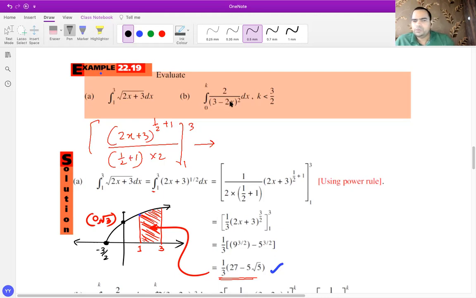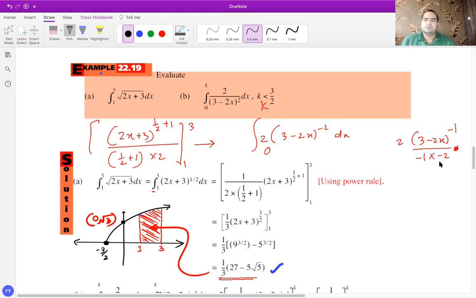The second one, you don't attach ln and all, because that's a common mistake you make. So the integration of this will be 2 times (3 minus 2x) to the power negative 2, and then you integrate this from 0 to k. So take 2 outside, the integral of (3 minus 2x) raised to negative 1 over negative 1 times negative 2. Dividing by this negative 2 is coming because of the coefficient of x. And then you put the limits 0 and k, and you'll get the exact value.